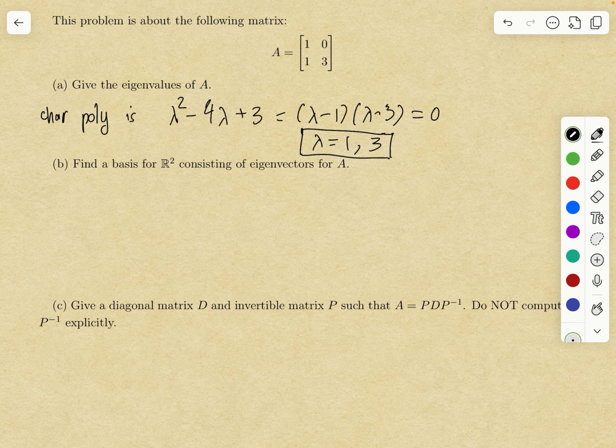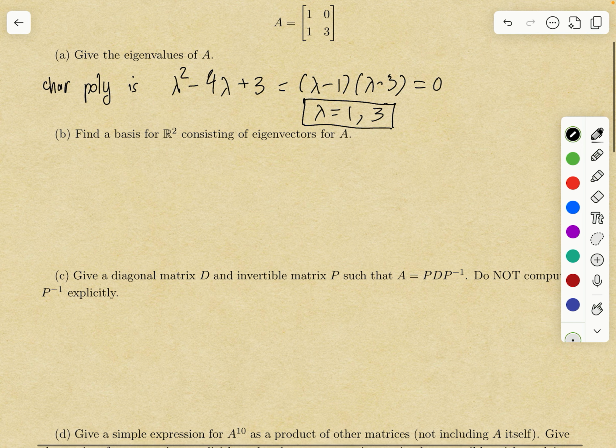Alternatively, you could also see that I don't have just a random 2 by 2 matrix, I have a 2 by 2 matrix where I have a 0 on the top right. So this is what's called a lower triangular matrix. And when you have a matrix like this, the eigenvalues are actually just the entries on the diagonal, which are 1 and 3. So that's also fine.